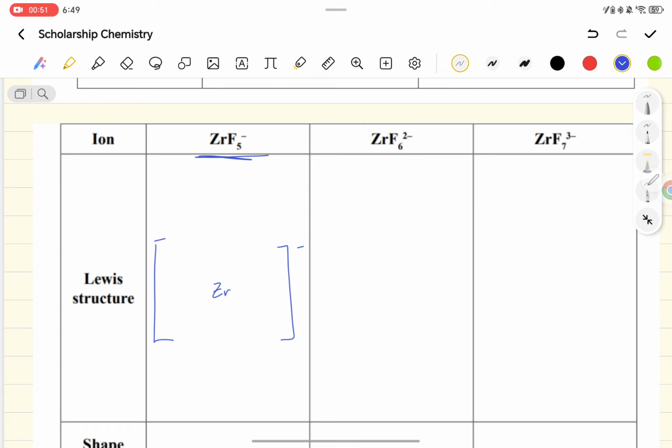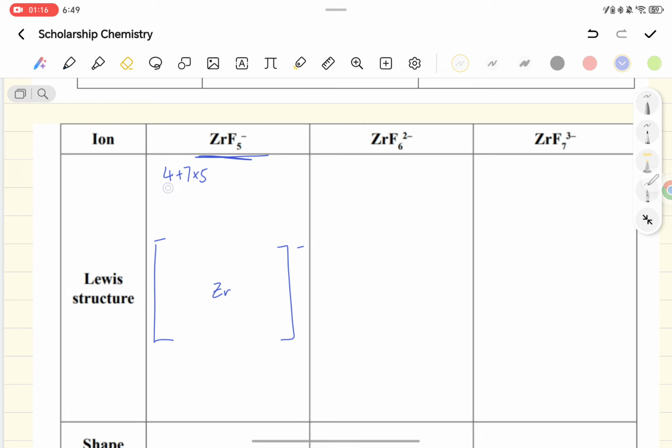Zr is in group 4, so it has 4 valence electrons. And F is in group 17, so it has 7 valence electrons. There are 5 of them, so we multiply by 5. This step is to count the number of valence electrons in the structure ZrF5-.